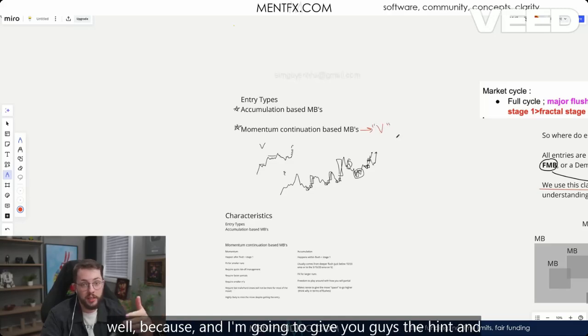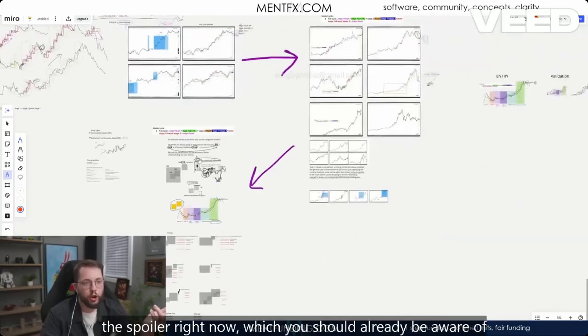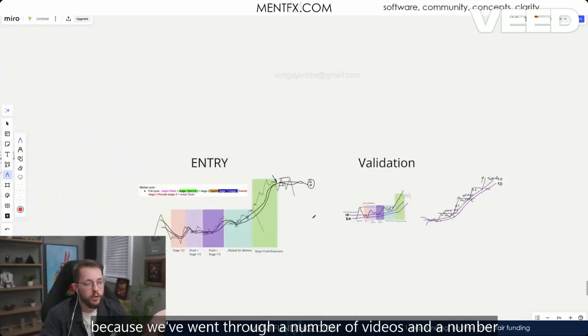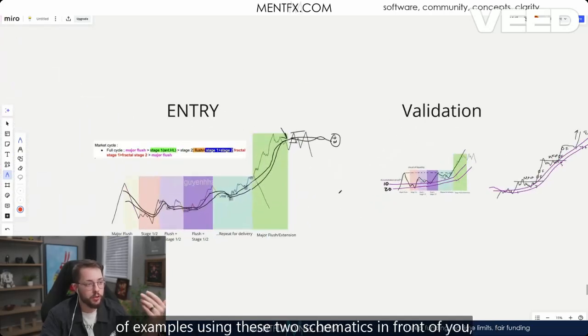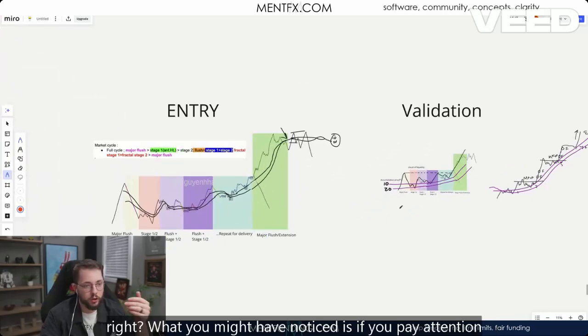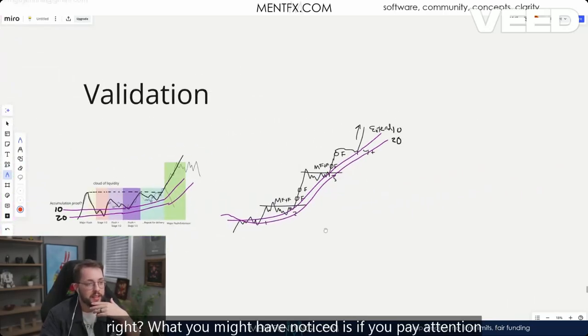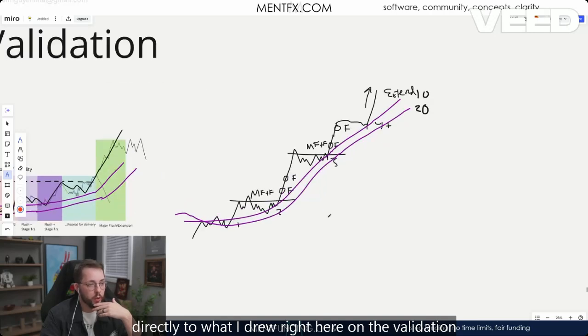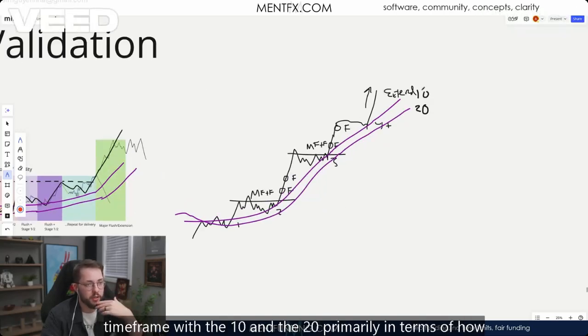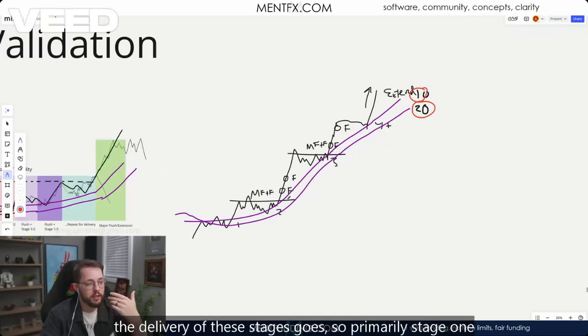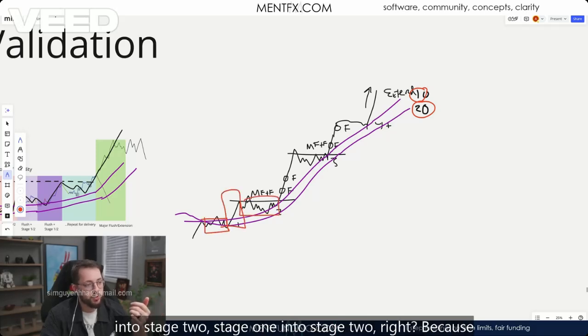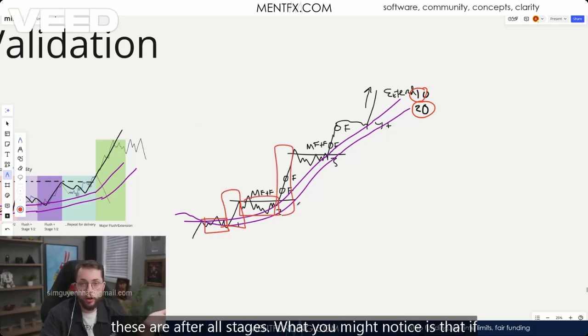And I'm going to give you guys the hint and the spoiler right now, which you should already be aware of because we've gone through a number of videos and a number of examples using these two schematics in front of you, right? What you might have noticed is if you pay attention directly to what I drew right here on the validation time frame with the 10 and the 20 primarily, in terms of how the delivery of these stages goes, so primarily stage 1 into stage 2, stage 1 into stage 2, right? Because these are, after all, stages.